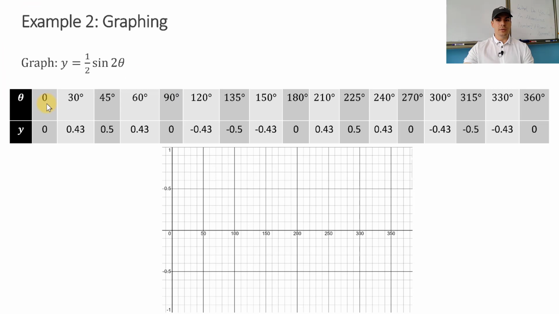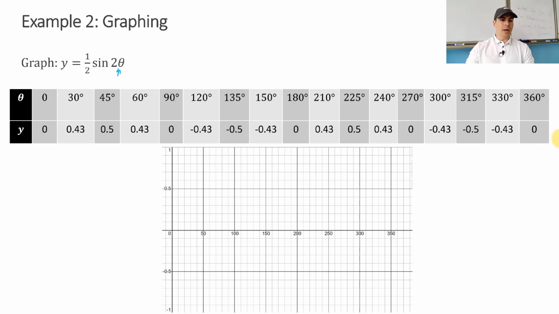So I chose 0 to 360 degrees. I just plug this in to this function here for theta. So I would have 1/2 sine 2 times 0, and that's going to give me 0. And then I plugged in 1/2 times sine 2 times 30 degrees, and that gives me 0.43, and so on and so on and so on.